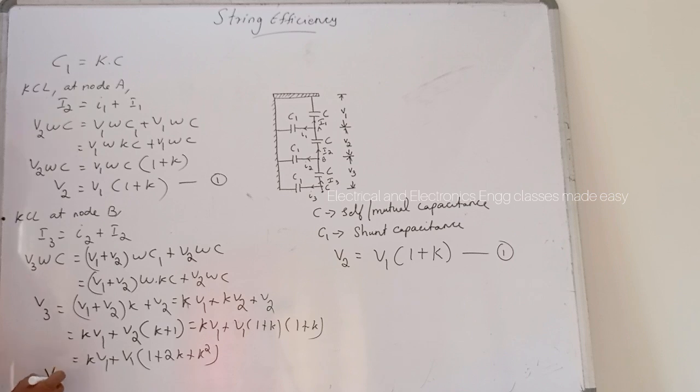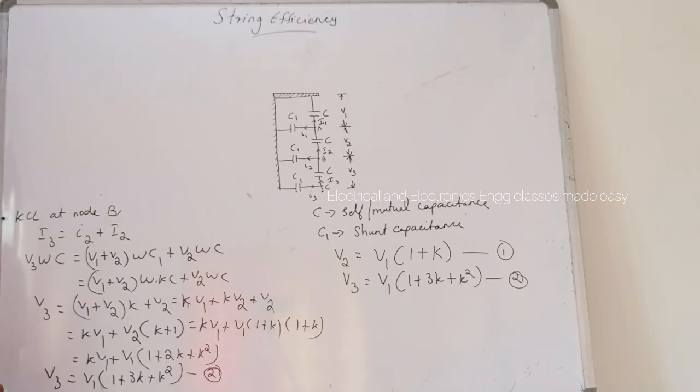That is V3 is equal to, after rearranging we will get K into V1, here 2K into V1, so that is 3K V1. That is V1 into 1 plus 3K plus K square. That is V3 is equal to V1 into 1 plus 3K plus K square. So this is the second equation.